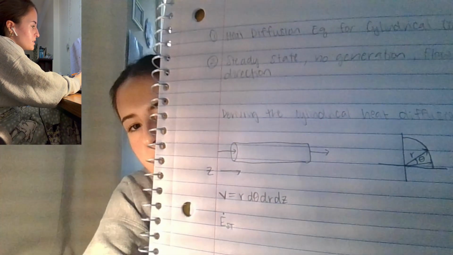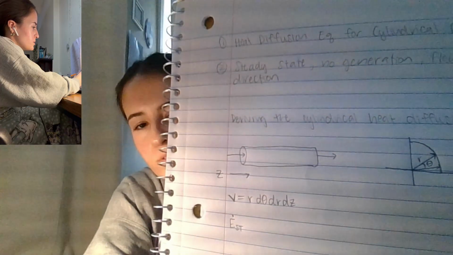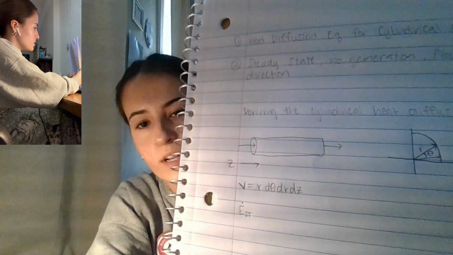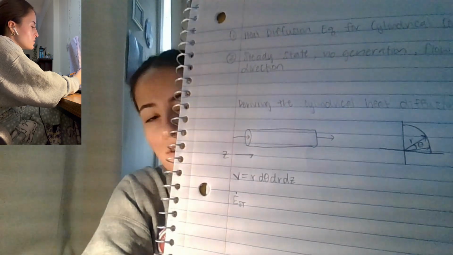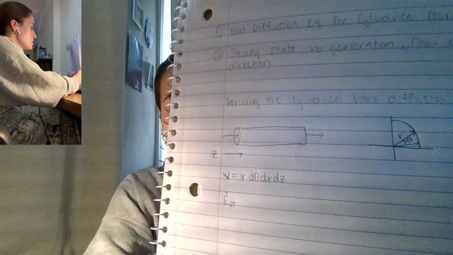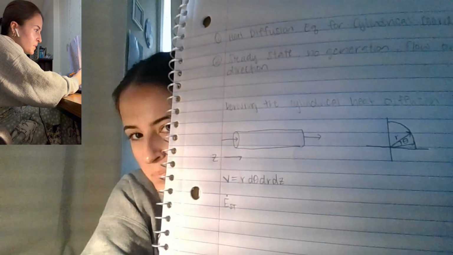And then the way to look at the total heat diffusion, we have to consider the energy storage. So I'm going to denote this as E_ST. So I have our volume written right there, the d theta, dr, dz, and then you have to multiply that d theta by r to get the correct units. And now for the heat diffusion equation, we have to look at the energy storage, and that is going to be a rate due to time. And energy storage is, as this heat is diffusing through the cylinder, how is this energy going to build up?